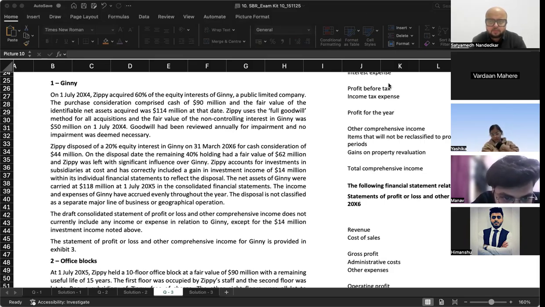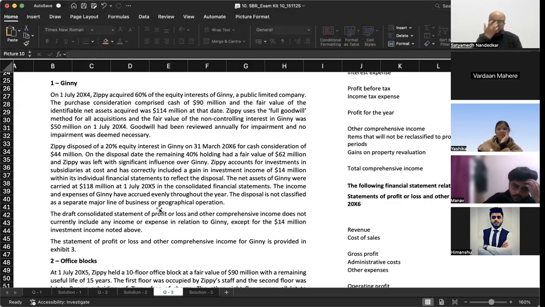The net assets of Ginny were carried at $118 million at 1st July 2005 in the consolidated financial statements. The income and expenses of Ginny have accrued evenly throughout the year. The disposal is not classified as a separate major line of business or geographical operation. The draft consolidated statement of P&L and other comprehensive income does not currently include any income or expense in relation to Ginny except for the 14 million investment income noted above. Okay.